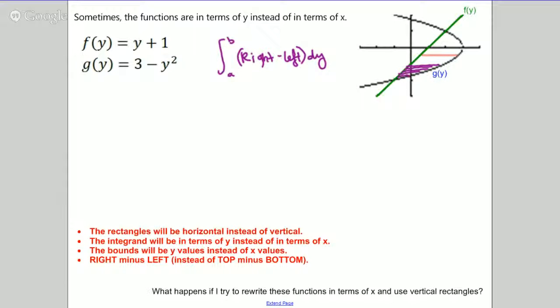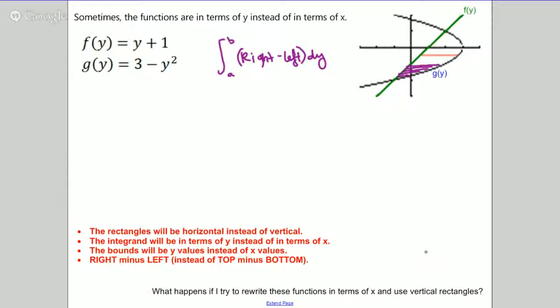However, the process is going to be exactly the same. Even though the rectangles are horizontal instead of vertical, we're still going to set the functions equal to each other to find the intersection points. We're going to take a point in between the intersection points to figure out which one's farther right. Whichever one's larger will be farther right. And then we're going to set up our integral accordingly.